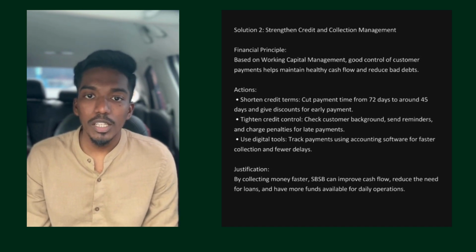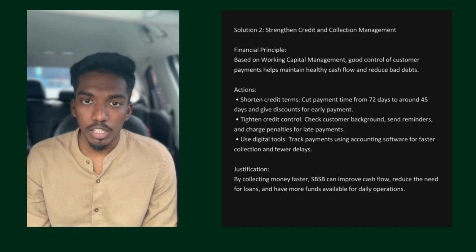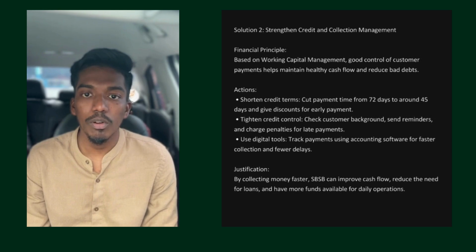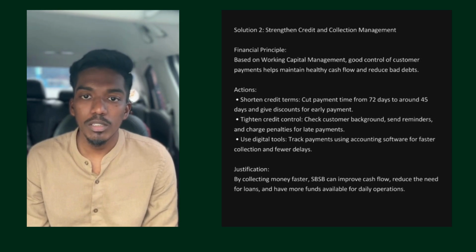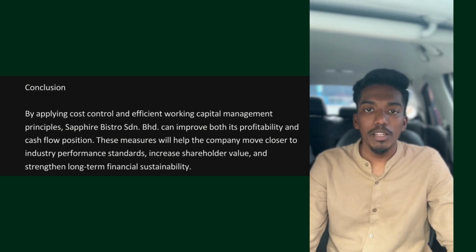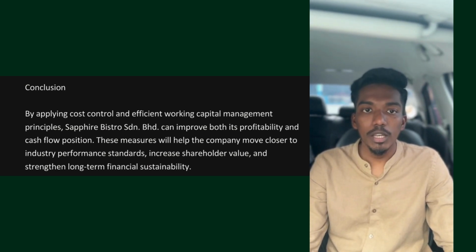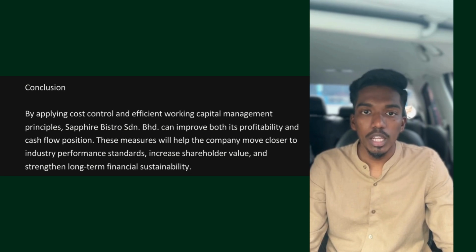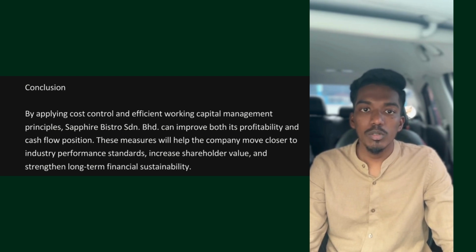Justification: by collecting money faster, SBSB can improve cash flow, reduce the need for loans and have more funds available for daily operation. In conclusion, by applying cost control and efficient working capital management principles, Safiya Bistro Sdn Bhd can improve both its profitability and cash flow position. These measures will help the company move closer to industry performance standards, increase shareholder value and strengthen long-term financial sustainability.